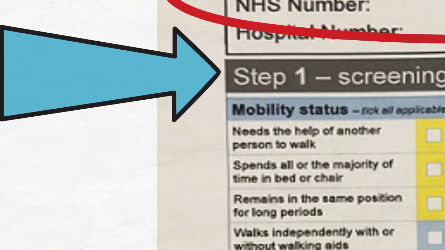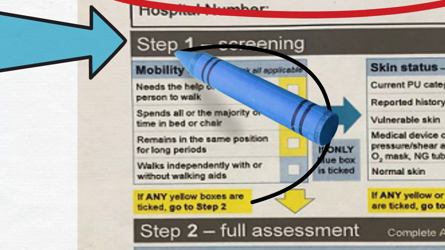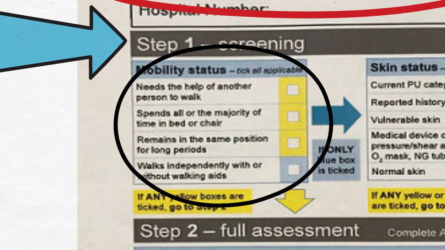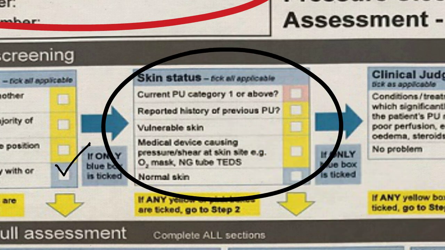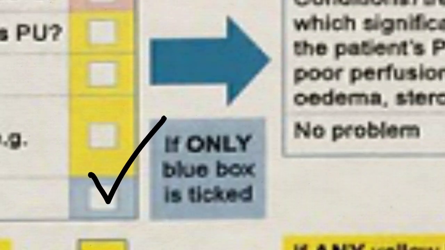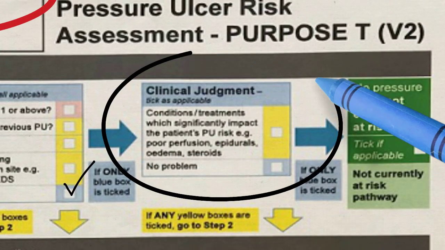Step 1. Screening. Firstly, complete the mobility status box. If the patient is independently mobile, the blue box is ticked. Then move on to skin status. If the patient's skin is normal, tick the blue box and move to clinical judgment. If there are no problems you feel will put the patient at risk of pressure damage, the screen is complete. Please tick the green box to indicate not currently at risk.